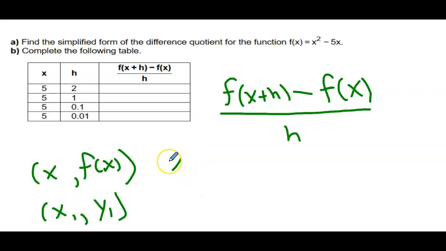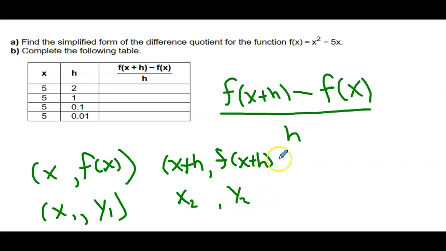The other pair is, well, if h is defined as the amount of change that I observe in x, so if I started at x and add h to it, I get the next x. We can think of this as x sub 2. And the way you get the output is you plug in your input, in this case x plus h. So f of x plus h is just a way of referring to y2.